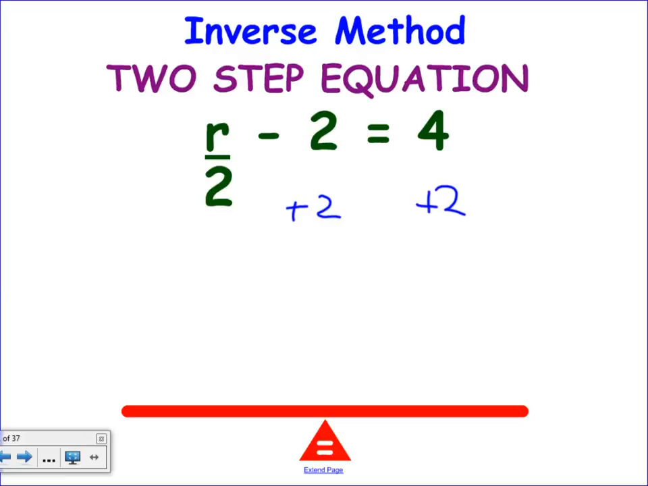We write it out neat for the examiner, and we say r over 2, which we've got left, is equal to 6. So I've got r over 2, which means r divided by 2. So how do we cancel it out? Multiply it by 2. If we multiply that side by 2, we multiply that side by 2. So what am I left with on the left?